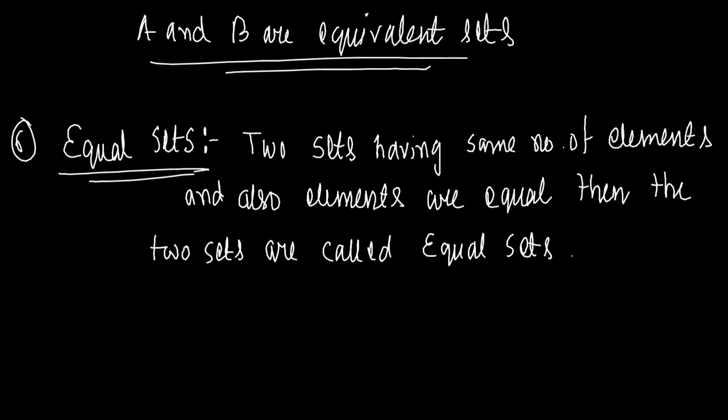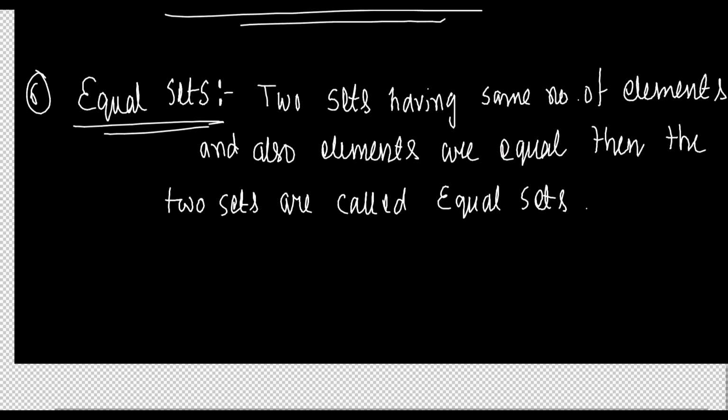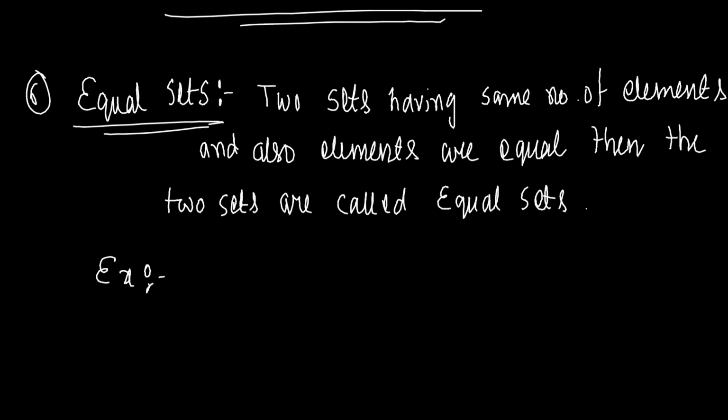So this condition is applied here. In equivalent sets, it is only given that two sets have the same number of elements. Up to this, it is equivalent. But if it is given that the elements have to be equal as well, then we call it equal sets. Suppose I am taking an example. Suppose a set A is containing x such that the values of x will satisfy this equation.